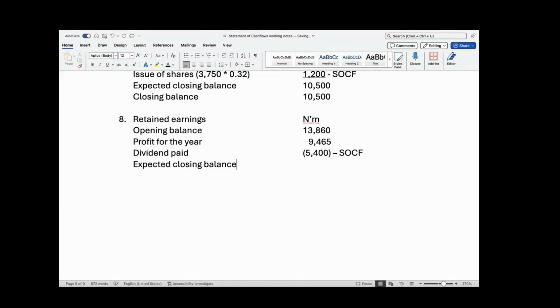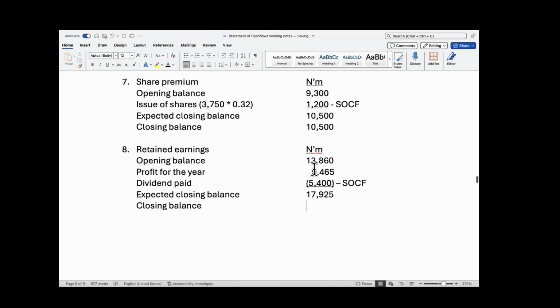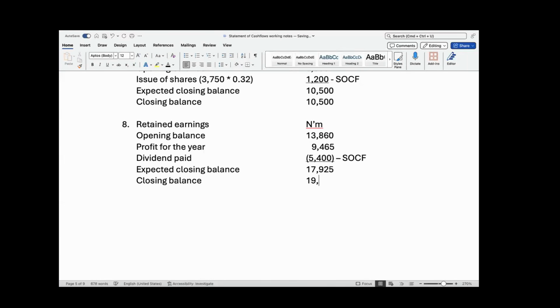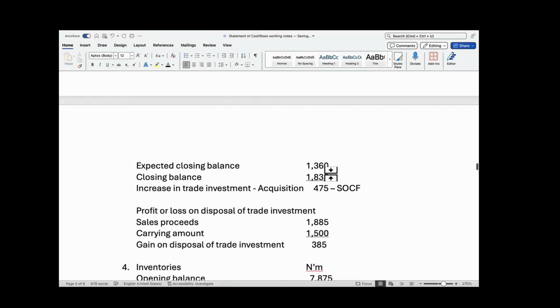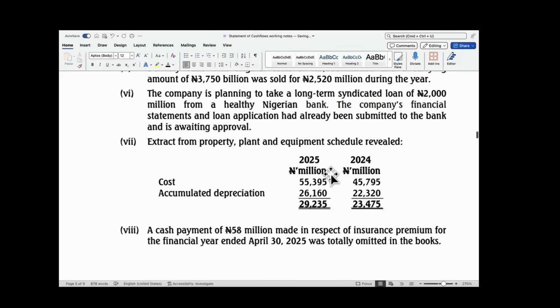So what's my expected closing balance? 17,925. But what was the closing balance that we have? 17,925. Okay, fantastic. 17,925. So that is also done and dusted.